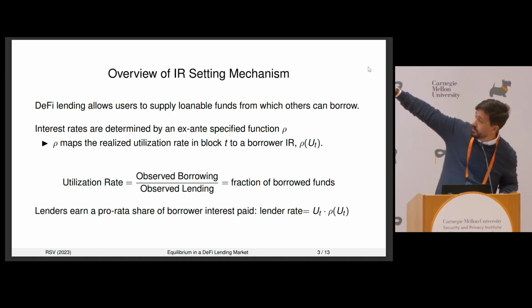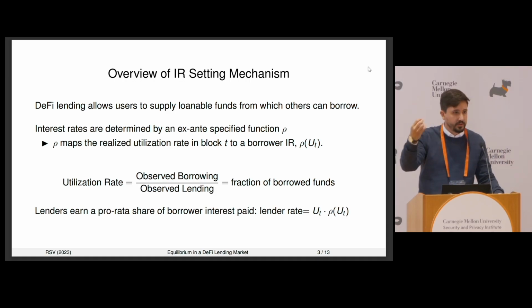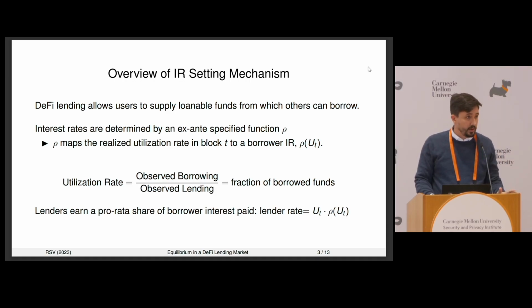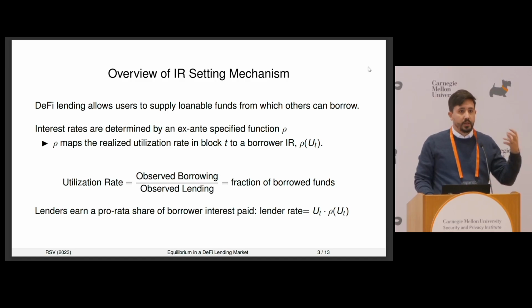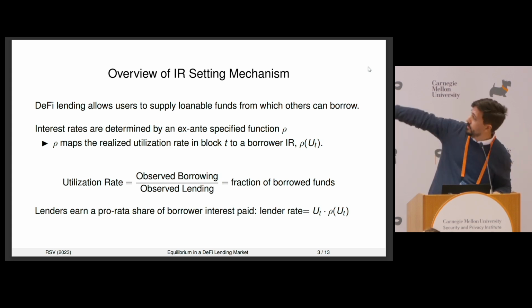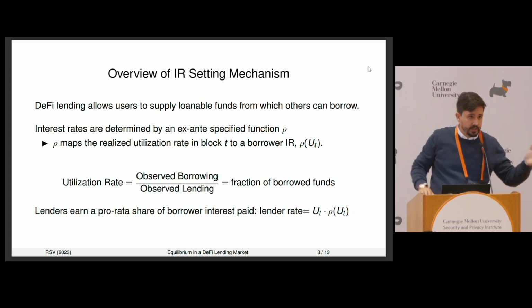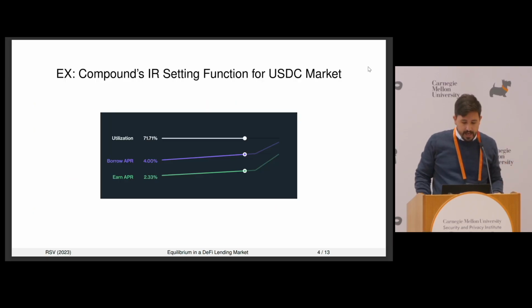And you plug that utilization of 50% into your function, and that's going to tell you the interest rate that the borrowers pay. The lenders, on the other hand, are going to receive basically the pro rata share of the interest paid by the borrowers. And so the lender rate is going to turn out to be utilization times the borrower interest rate. And so here's an example.